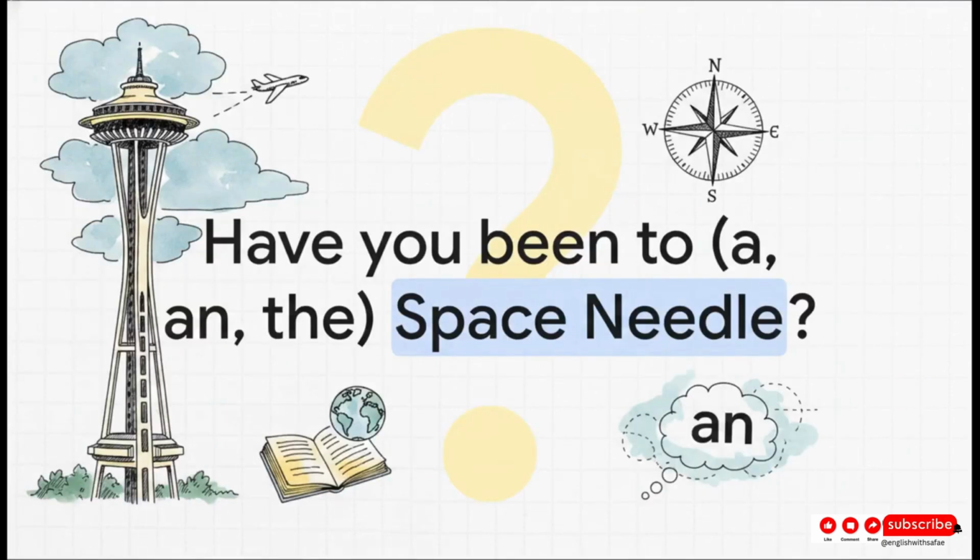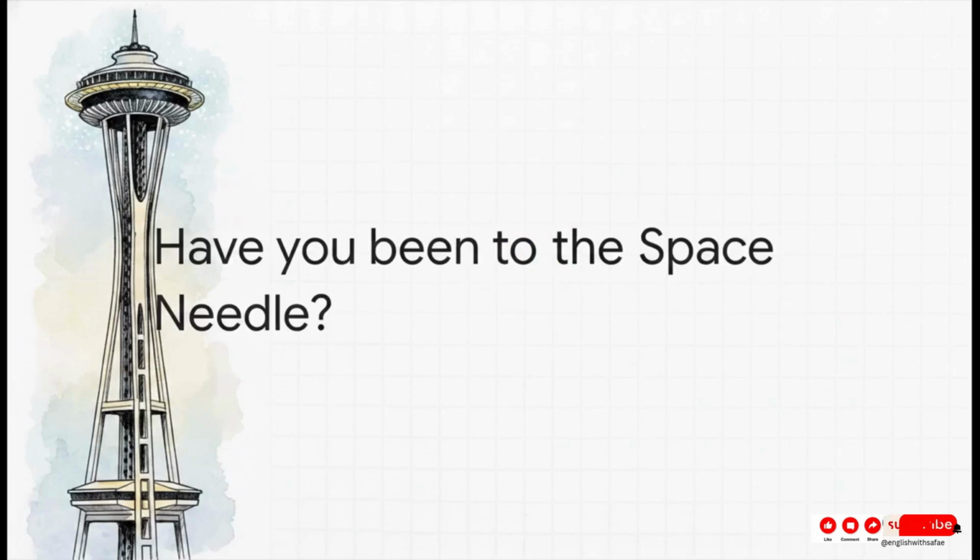Let's change scenery for this next one. Have you been to a, an, or the Space Needle Tower in Seattle? Try to apply our rules for unique nouns here. Yep, it's the Space Needle Tower. There is literally only one Space Needle Tower in Seattle. It's a completely unique noun, making it a one-of-a-kind landmark. Therefore, it totally requires our definite article, the.